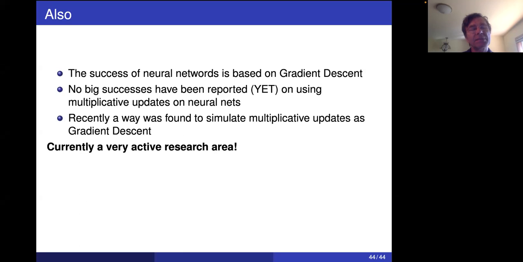We figured out a way to simulate multiplicative update as gradient descent and also the other way around. Simulating multiplicative update as gradient descent is important because backprop is hardwired in all of these software packages. And the other way around, in the brain, you cannot have negative values, negative concentrations. So you need to simulate gradient descent using multiplicative updates, it seems. And we recently found a way to do that. So this is currently a very active research area, and a lot of changes will happen from this kind of thinking, from comparing additive and multiplicative updates.